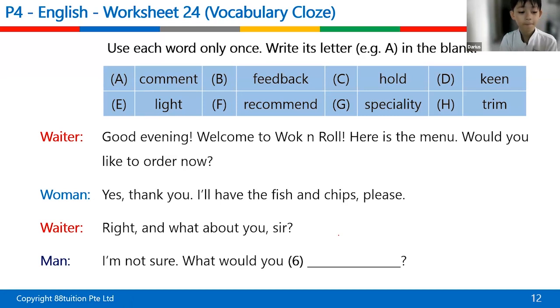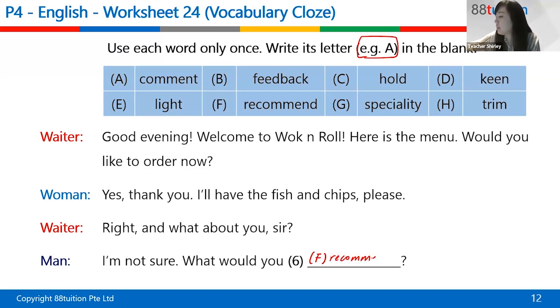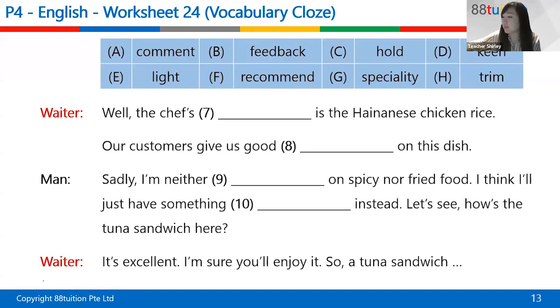Very good. Recommend. Now, make sure you write your letters, yeah, because you will be marked based on the letters. You will not be marked based on the word that you spell out. Okay, if you only spell out the word without the letter, you will not get a single mark. So you need to be very careful, okay? Make sure you write the letters down, yeah? Okay, now next one. Well, the chef's what is the Hainanese chicken rice. Our customers give us good what on this dish.